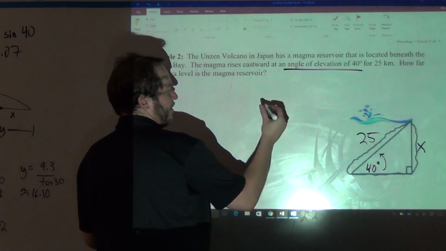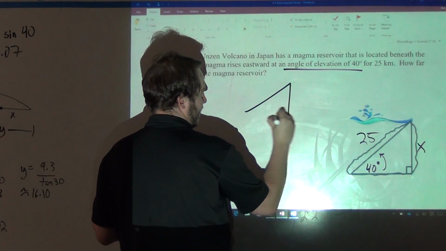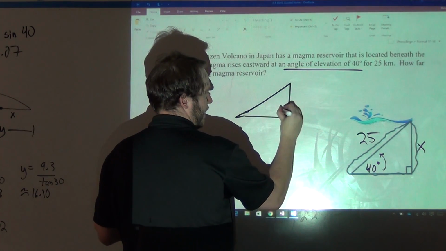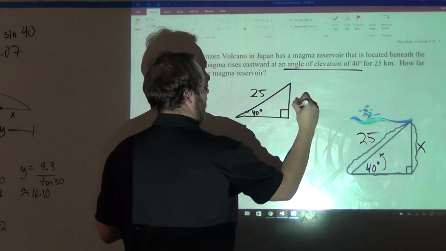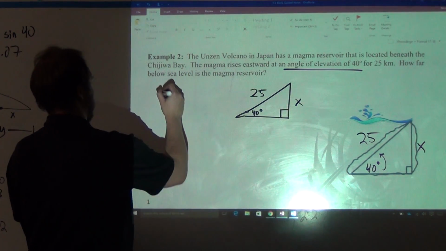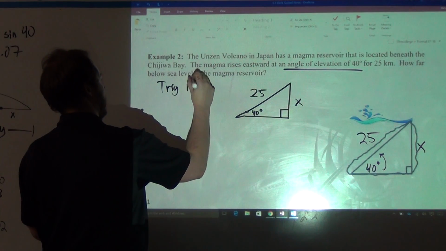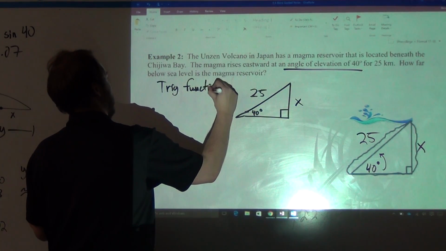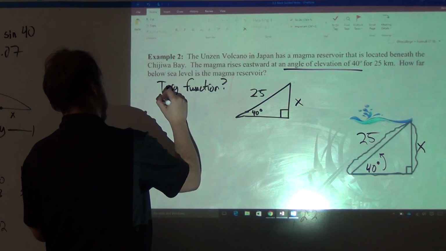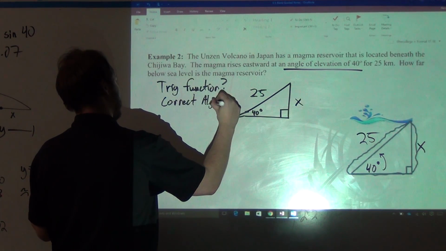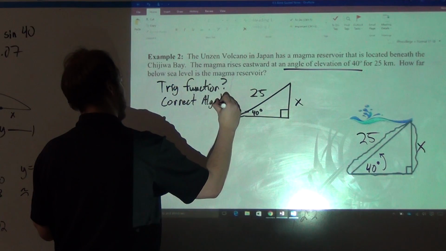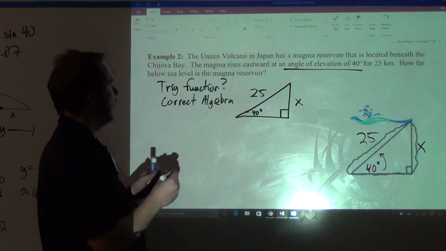Some people like to redraw the triangle. Some people are happy with how it looks already. Doesn't really matter. We go to the 25, we go to the 40 degrees. We're looking for x. We're looking for the right trig function, and then the correct algebra. All right.